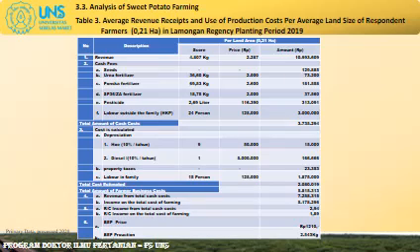Farming expense consists of cash cost and calculated cost. Cash cost consists of the cost of purchasing seeds, urea, Ponska, SP36 fertilizer or ZA fertilizer, pesticides, and non-family labor. The average total cash cost incurred by respondent farmers amounted to IDR 3,735,294.